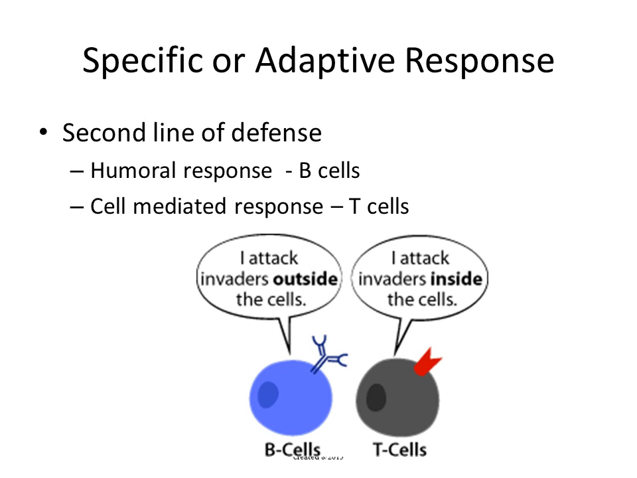Okay, the specific or adaptive response, or the second line of defense. We have two groups of cells, all part of the white blood cells, the leukocytes. We have the humoral response, which has to do with the B cells, and we have the cell-mediated response, which has to do with the T cells. When we are talking about the B cells, we are talking about fighting an invasion, fighting an attacker, fighting a foreign protein that is happening outside of the cell.